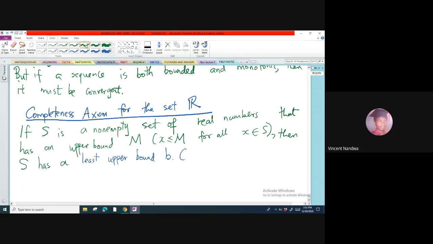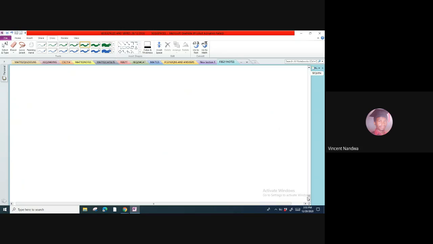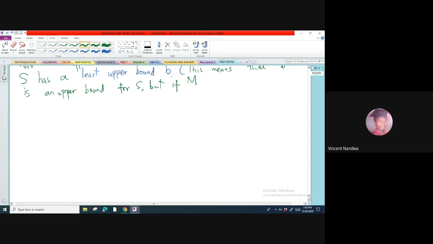So this is to say B is an upper bound for S, but if M is any other upper bound, then B is less than or equal to M.